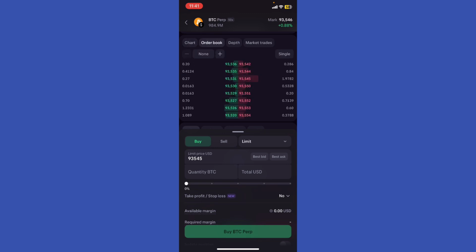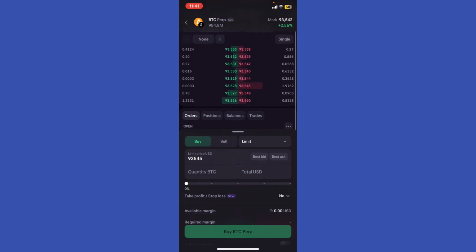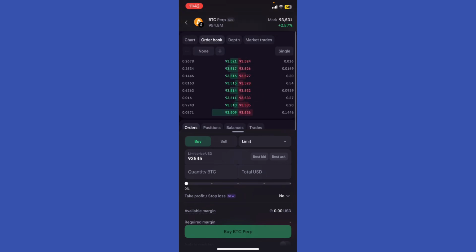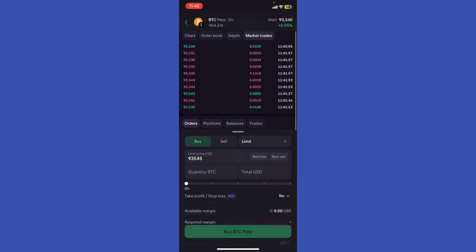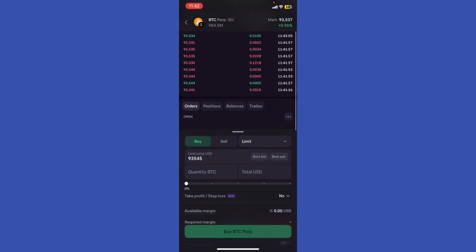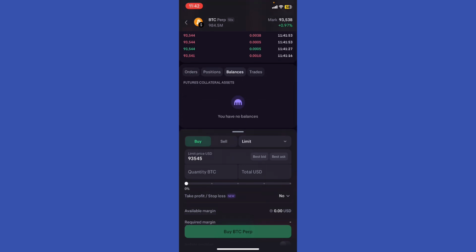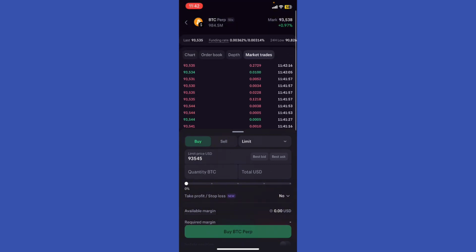You can see right here the order book to see what percentage of people are buying or selling. And you can see right here depth, right? That depth allows you to see the prices going up and down, and if the market is bullish or bearish. And you can see right here the market trades, right? Another way of seeing the latest price during the hour. And right here you're going to see positions, if you have positions, imbalances, and trades, right?